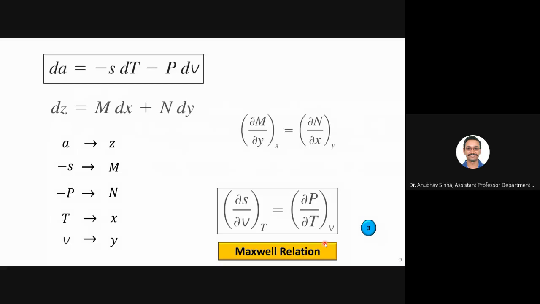Okay. Similarly, let us go to the last Maxwell's relation, which is the fourth, using the Gibbs function. So this is what we define as Gibbs function.